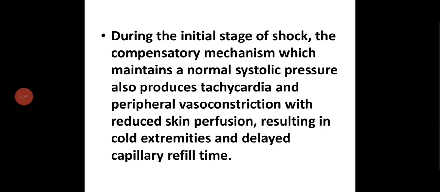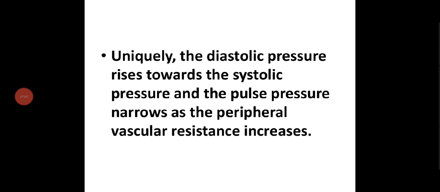During the initial stage of shock, the compensatory mechanism which maintains a normal systolic pressure also produces tachycardia. So there will be a normal systolic pressure, you can see. Again, there is tachycardia, peripheral vasoconstriction with reduced skin perfusion. Okay, blood supply to the skin is reduced. So there is cold extremity and delayed capillary refill time. Subsequently, the diastolic pressure rises towards the systolic pressure and the pulse pressure narrows as the peripheral vascular resistance increases. When the PVR increases, there will be a diastolic pressure increase, and the pulse pressure narrows.